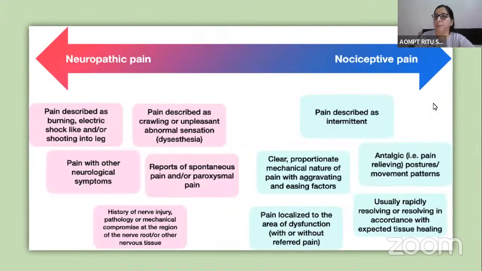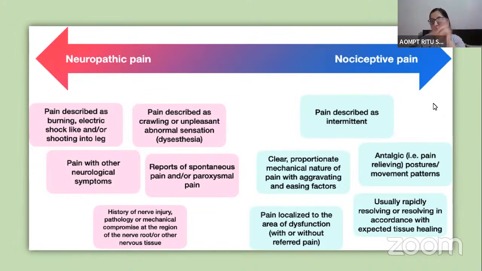And again, sometimes nociceptive pain versus neuropathic pain also gives us an idea. Both directions are on opposite sides, but we have to be clear. Neuropathic pain is described as burning, electric shock-like, or shooting into the leg, or as a crawling, unpleasant abnormal sensation like dysesthesia, with other neurological symptoms, and reports of spontaneous and paroxysmal pain. There is also a history of nerve injury, pathology, or mechanical compromise at the region of the nerve root or nerve tissue.